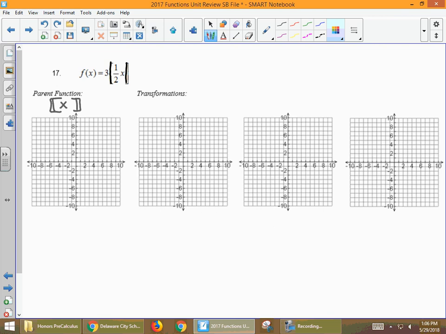Greatest integer function, two transformations for this one only. The 3 on the outside gives us a vertical stretch by a factor of 3. And the 1/2 on the inside is a horizontal stretch by 2.